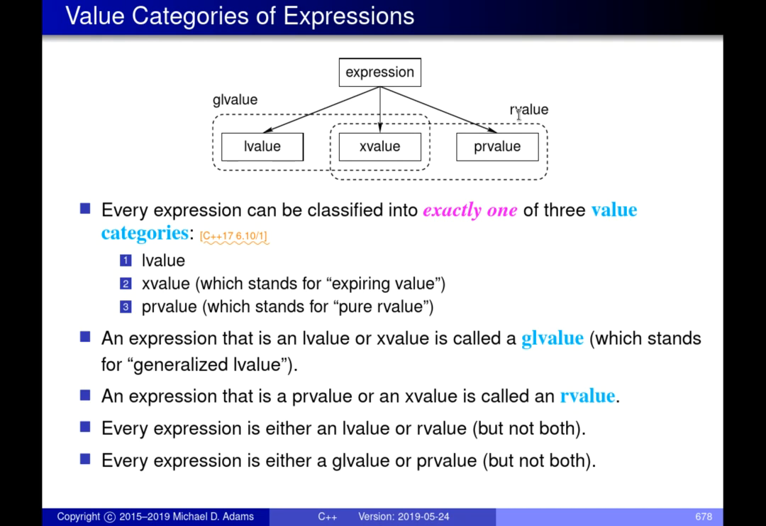Or sorry, is that right? Let me get this right. Sorry, things that are L values and things that aren't. In other words, we don't really care about the GL value term here. We're going to focus on L values, pure R values, and R values, and X values come along for the ride because they're involved indirectly. So anyway, that gives you a basic idea about the value categories.